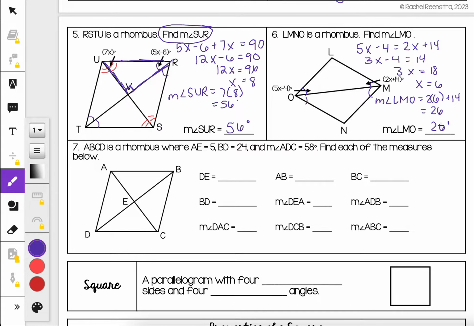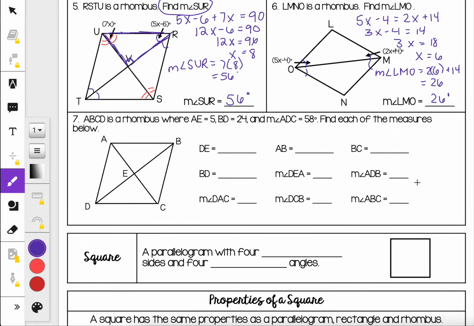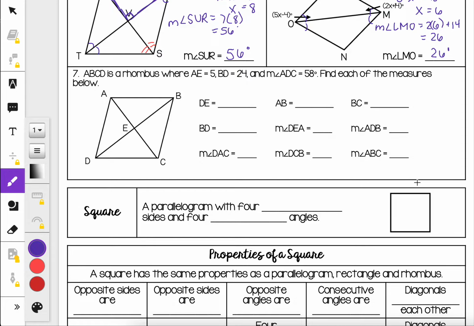All right, now number 7 is one of those problems where we have to solve for a whole bunch of different measurements here. All right, so it says ABCD is a rhombus where AE is 5, so I'm going to put that in right there. BD is 24, so that whole diagonal is 24. And it tells me that the measure of angle ADC, so that whole angle, is 58 degrees.